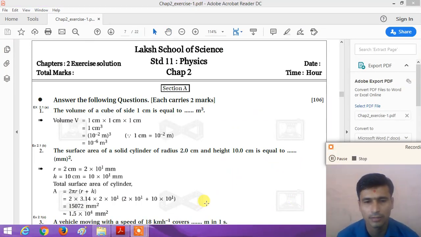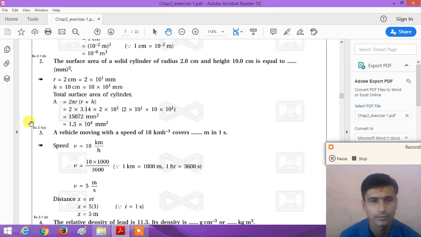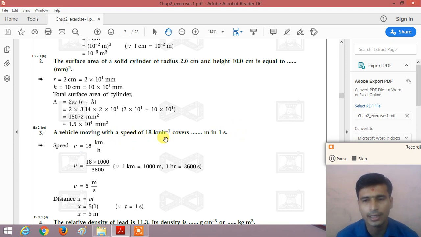Now question number 1C. A vehicle moving with a speed of 18 km per hour covers blank meter in 1 second. So here, dear student, the speed of the vehicle is given to you as 18 km per hour. How much distance is covered by the vehicle in 1 second? So first of all, we need to convert this 18 km per hour into meter per second.